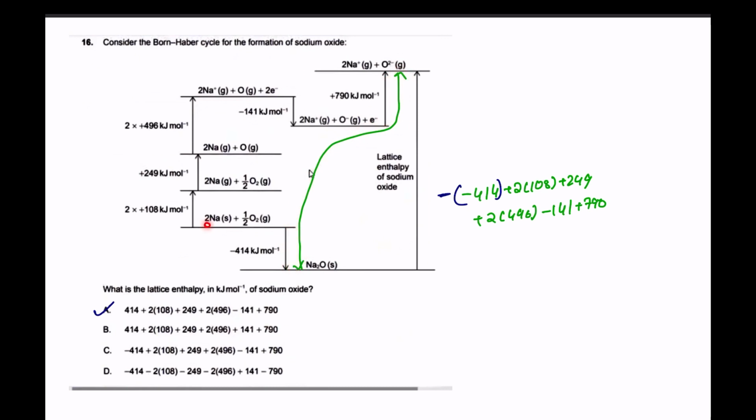Now in the first step, we are going from here to here. If we want to form Na2O from sodium and half O2, this much energy will be released. So to convert Na2O to two sodium atoms and half a mole of O2 gas, we have to apply this much energy. So it will become minus of minus 414, like plus 414. In the next one, it will go just the same.